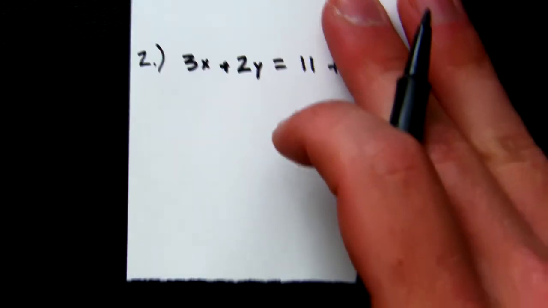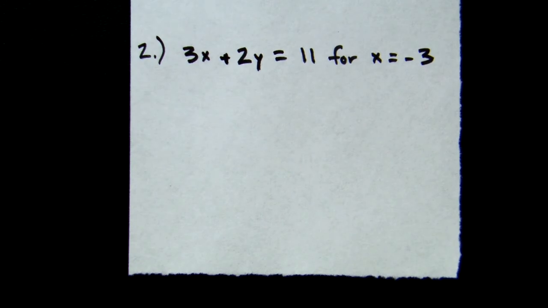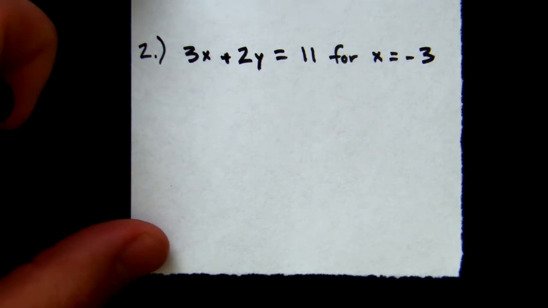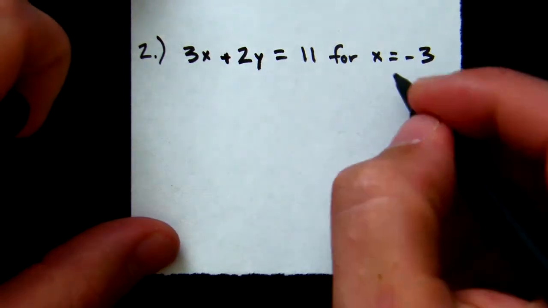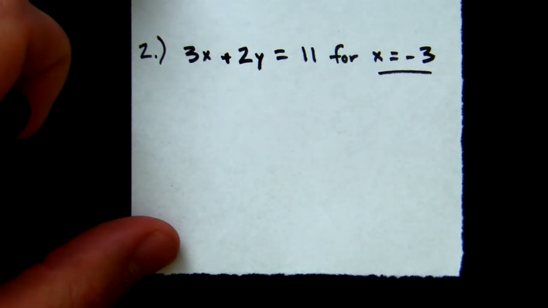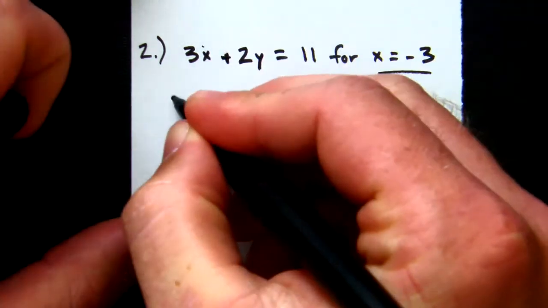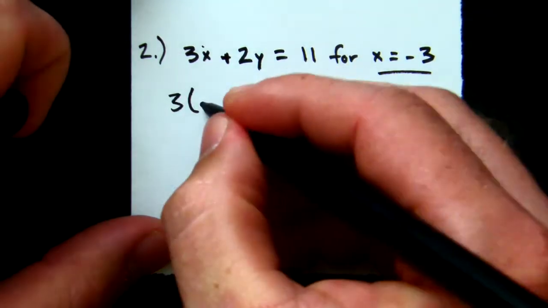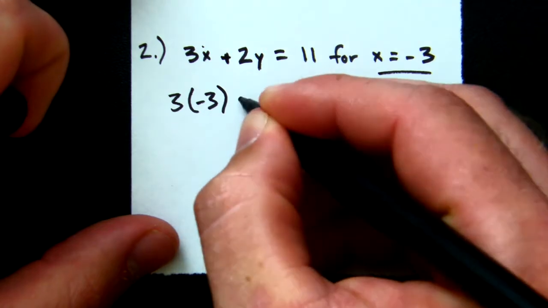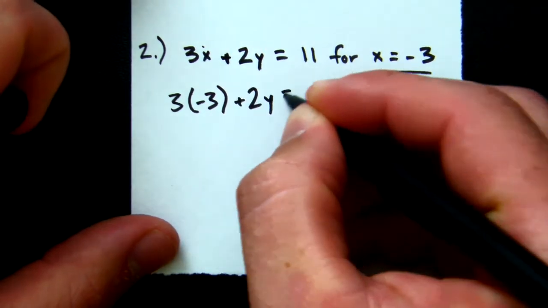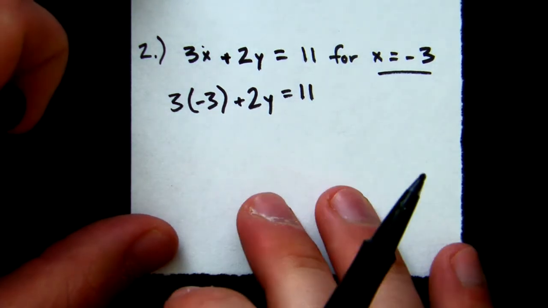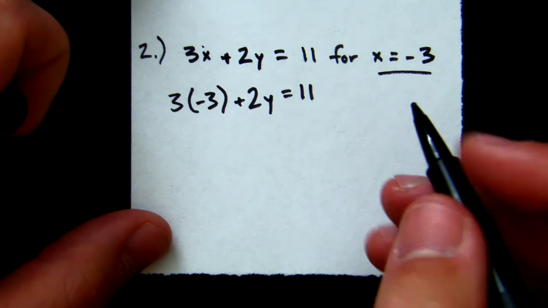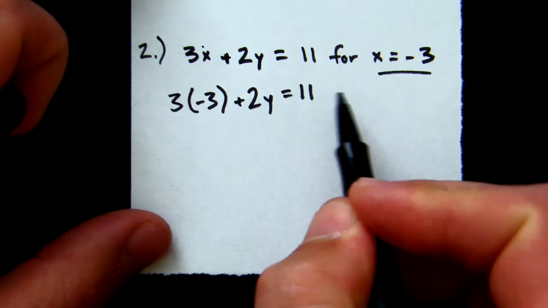Now let's take a look at this one here. Evaluate the following. We have 3x plus 2y equals 11, and x equals negative 3. So again, we're going to take our x value and plug it in for x right here. So 3, and then I'm going to put this in parentheses. If you don't put it in parentheses, it does kind of tend to look like a subtraction sign. And then when we deal with exponents, that's really when it gets a little nasty. So just always put it in parentheses. So we plug in negative 3, we rewrite everything else.